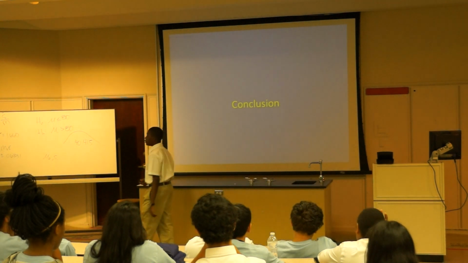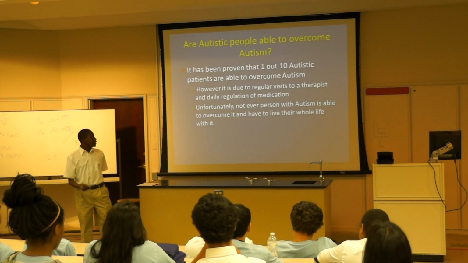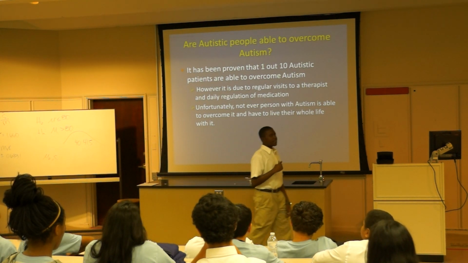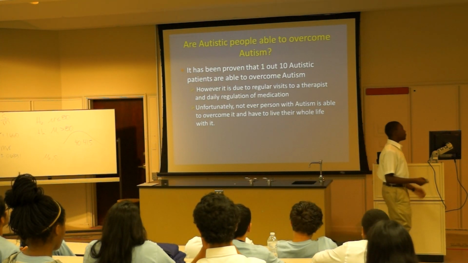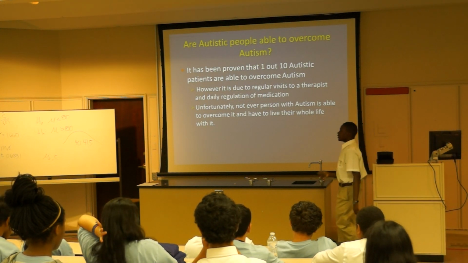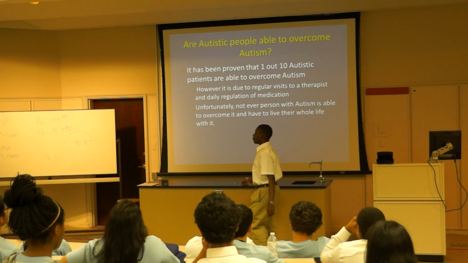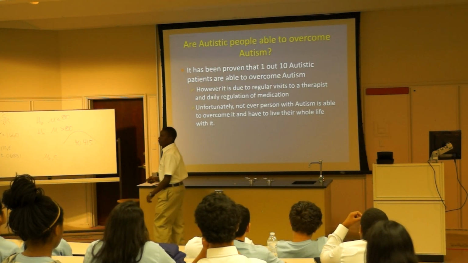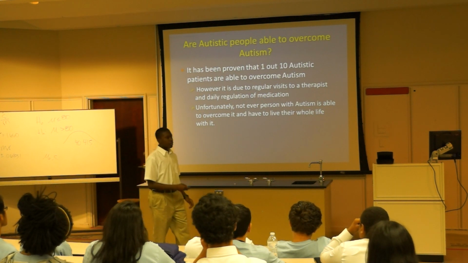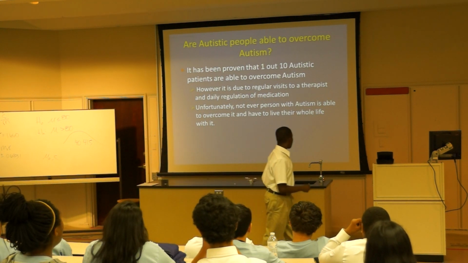Next slide. My conclusion. Can a person with autism overcome it? It has been proven that 1 out of 10 autistic people or patients have overcome autism, but it's due to regular visits to a therapist or because of medication. Unfortunately, not everybody that has autism can overcome it, and they live their whole lives with autism.